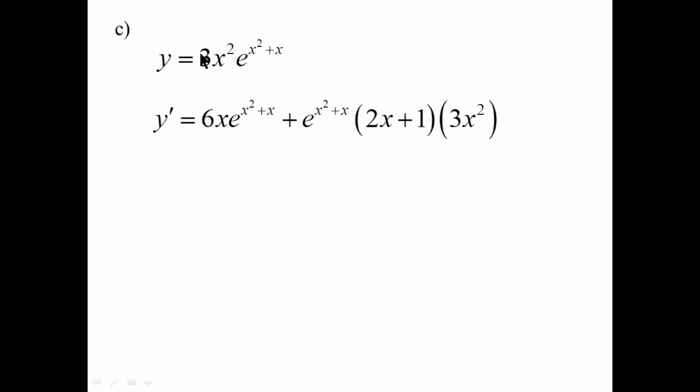thing. So the first thing primed is 6x times the second thing. That's what's happening here. Plus the second thing primed. So we'll have to look at this, copy it, times the derivative of the exponent, times the first thing. So what we have is the first thing prime times the second thing, plus the second thing prime, which goes as far as here, times the first thing.